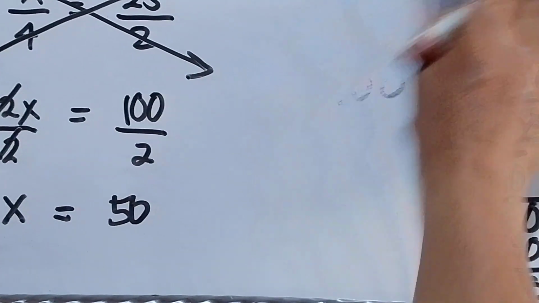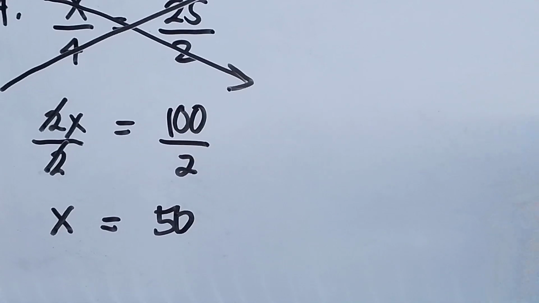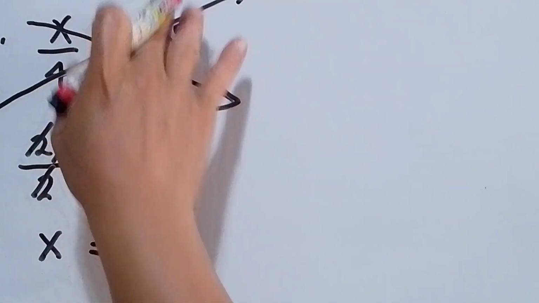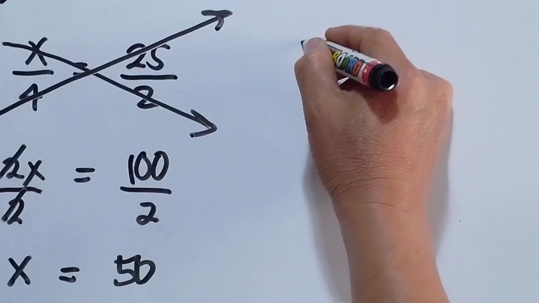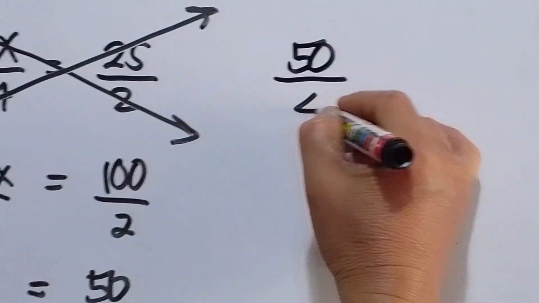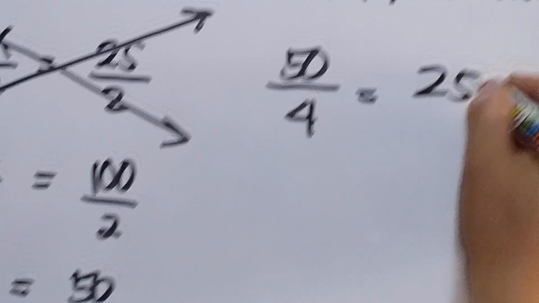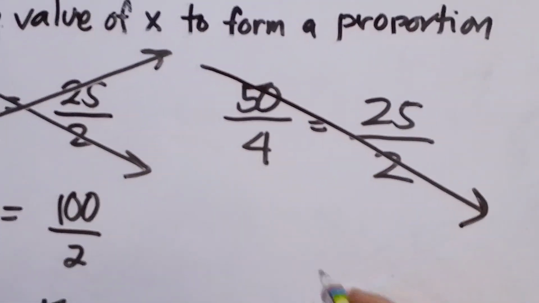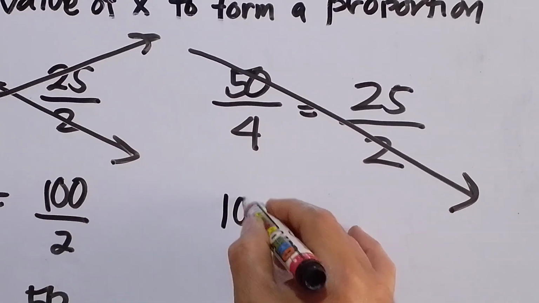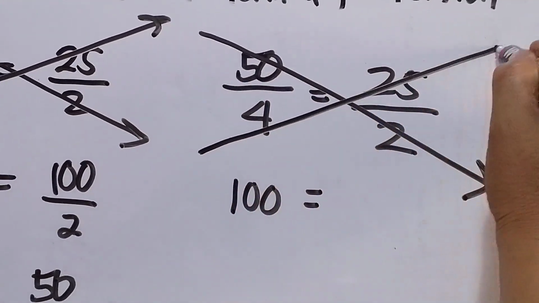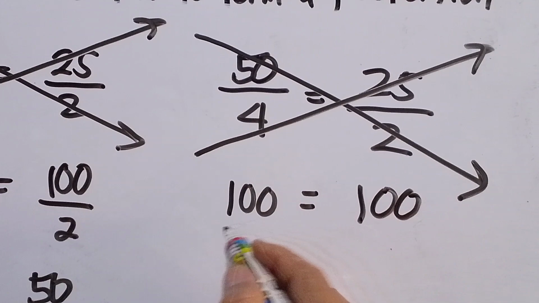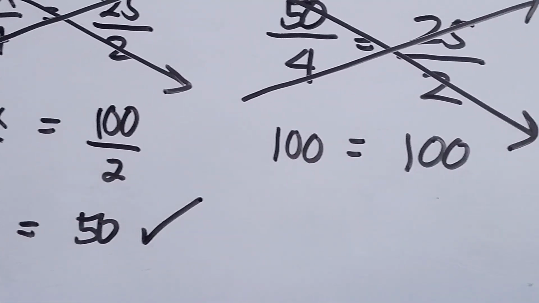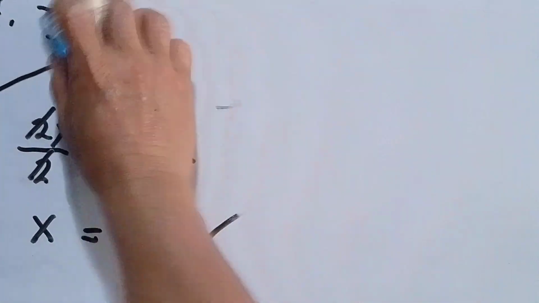Now let us check this one if this is correct. Now substitute the value of x, which is 50, to the given. So 50 over 4 is equal to 25 over 2. Then apply cross multiplication. 50 times 2 is 100. And then 4 times 25 is 100. Since they are equal, meaning number 4 is correct. The value is x is equal to 50. Let's proceed to number 5.